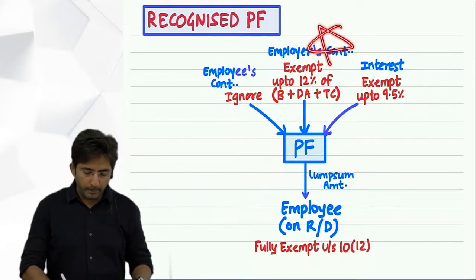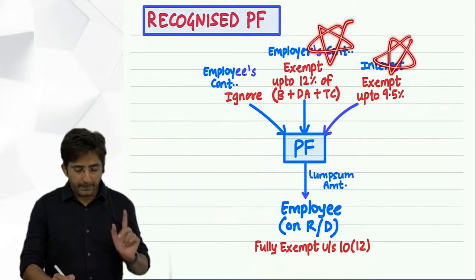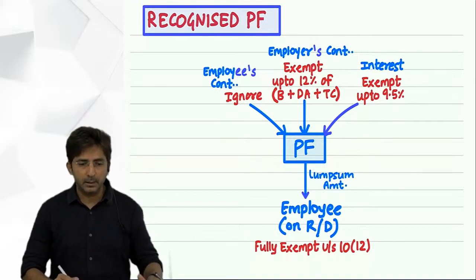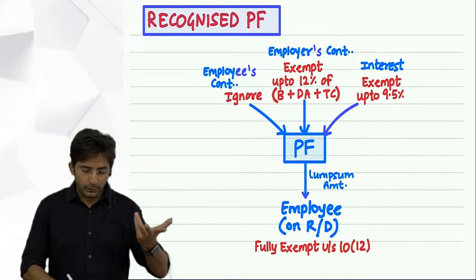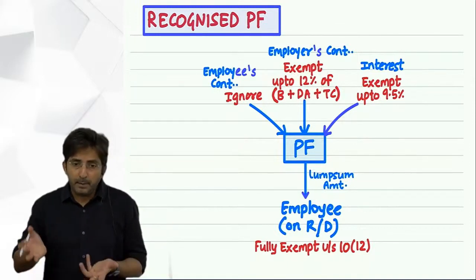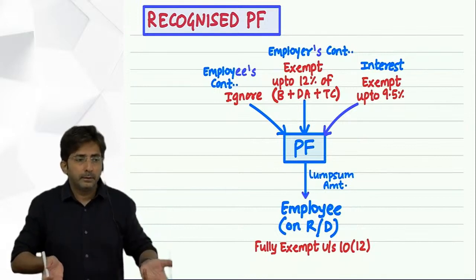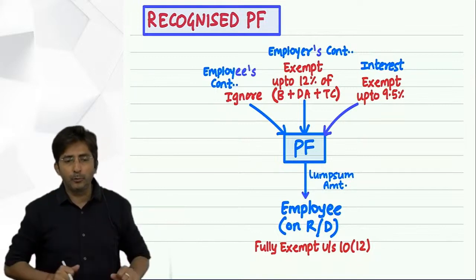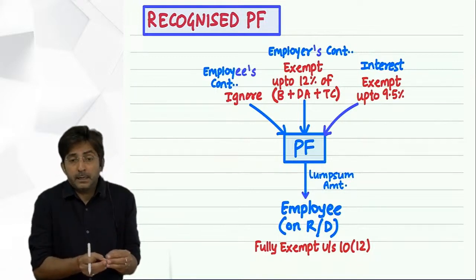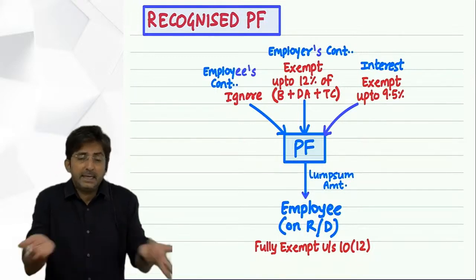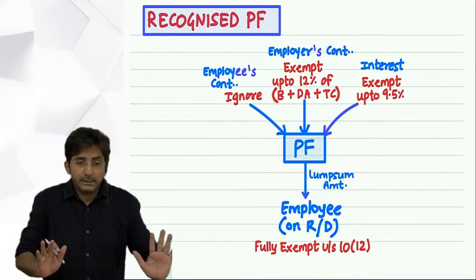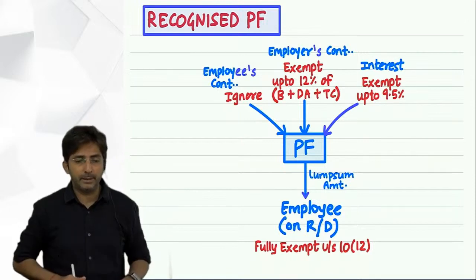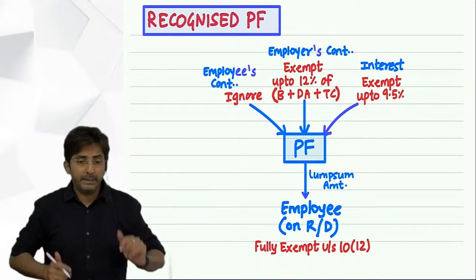Here mainly you have to remember these two formulas. Employer's contribution: 12% of basic salary plus dearness allowance plus turnover commission. And the logic of 12% is that every company in real life contributes a certain percentage depending upon your salary. That percentage can be 15, 14, 5, 6, 10, anything. But the law says if they contribute up to 12%, we will exempt it. If it is above that, it will be taxable.